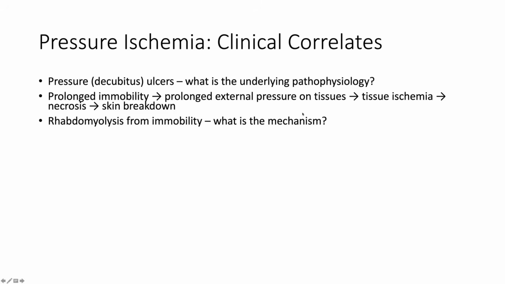So Deb, how about rhabdo from immobility? What's the mechanism? What do you think? I'm not sure. But think about it, right? It's the same general mechanism as a pressure ulcer. So just apply it to muscles. So because of immobility, blood stasis or decreased perfusion to the muscle, the muscle undergoes necrosis. So there's potassium release and CPK release. So it's also from tissues. Boom. Yeah, exactly. Same mechanism.